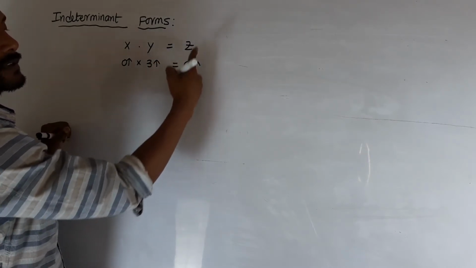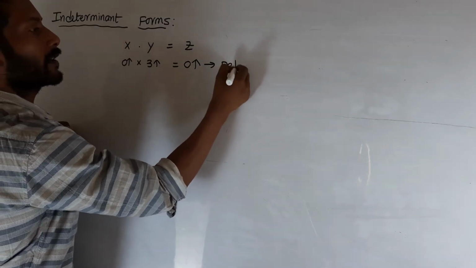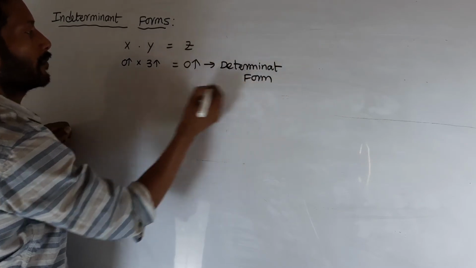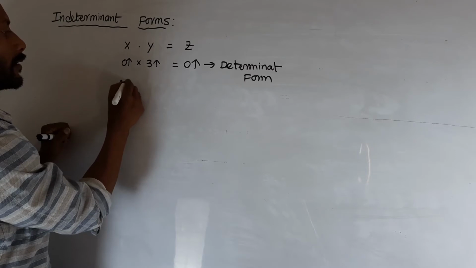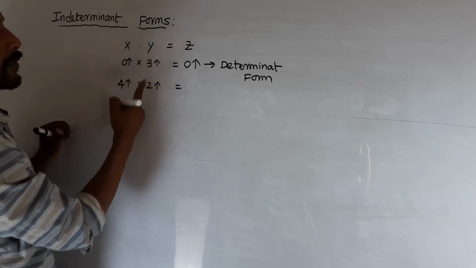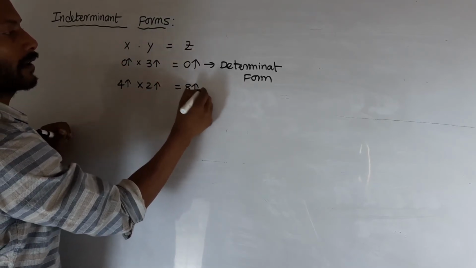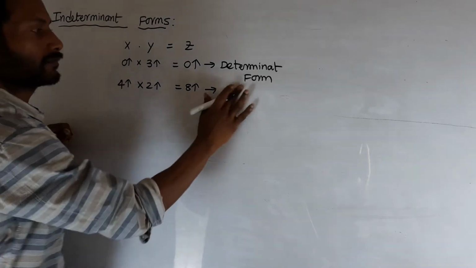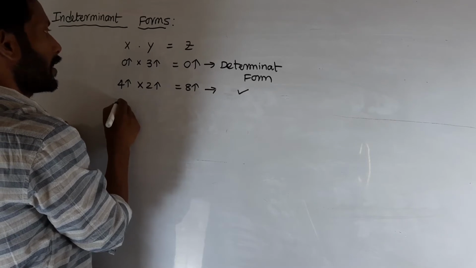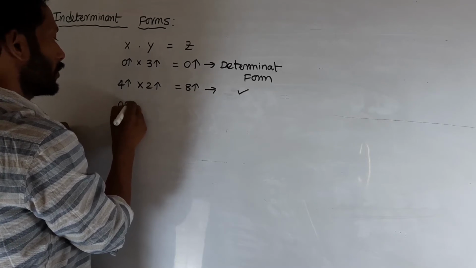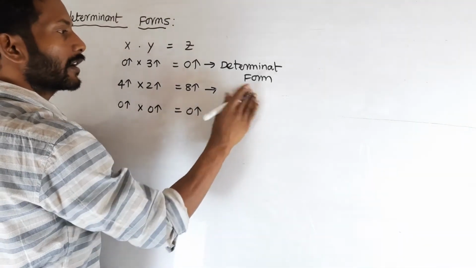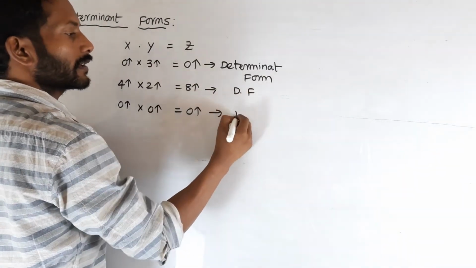So z approaches 0. Now it is a determinate form. So x approaches 4, y approaches 2, z approaches 8. This one also is a determinate form. x approaches 0, y approaches 0, z approaches 0. This one also is a determinate form.